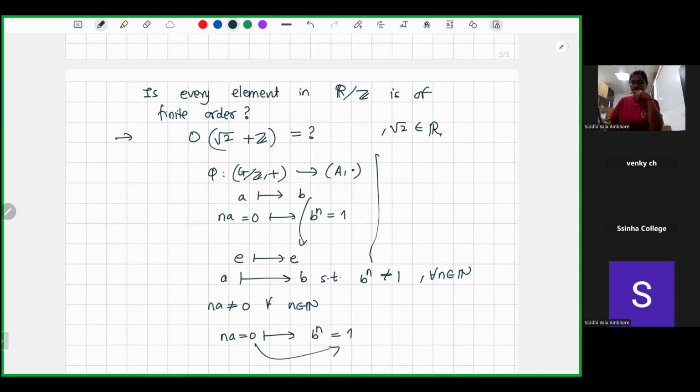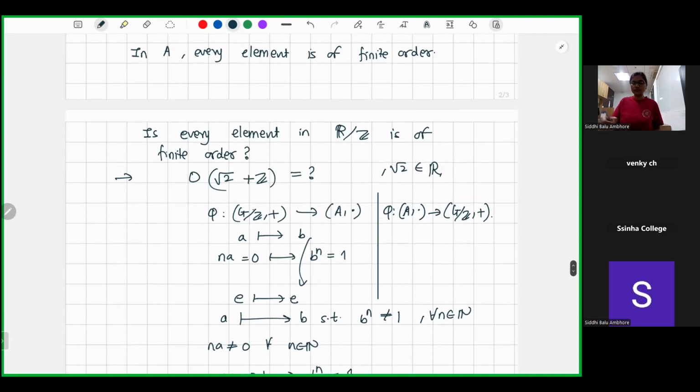You can also check for this. If this is not something, then try to do this. This would be from A, comma plus, to G mod Z. Try to produce some. It's not possible because this has elements of infinite order and this does not have elements of infinite order. Every element is of finite order.